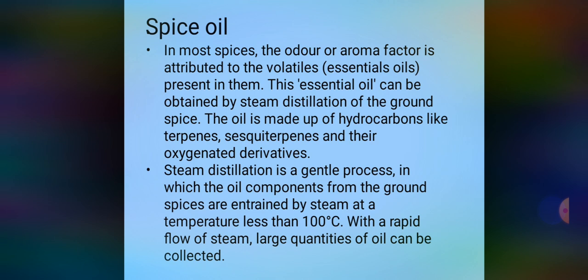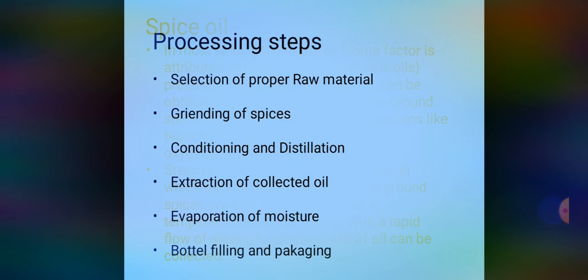We'll see now what the process of steam distillation is. Some steps are enlisted here, and we'll see them one by one. What are the processing steps? First, selection of raw material, then grinding of spices, then conditioning and distillation of spices, extraction of collected oil, evaporation of moisture, and bottle filling and packaging.